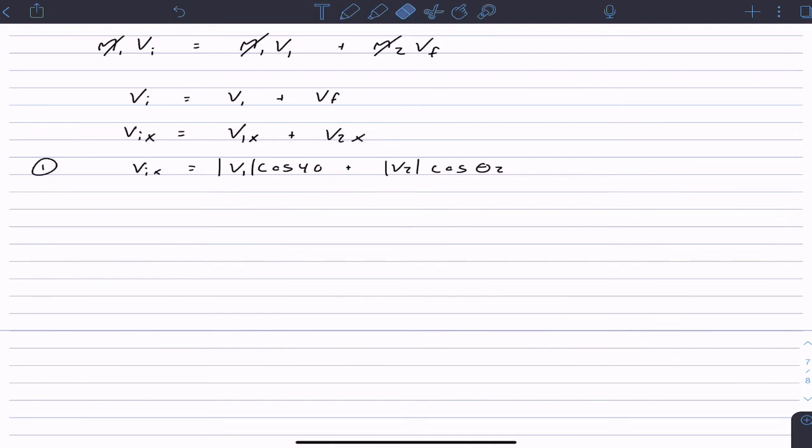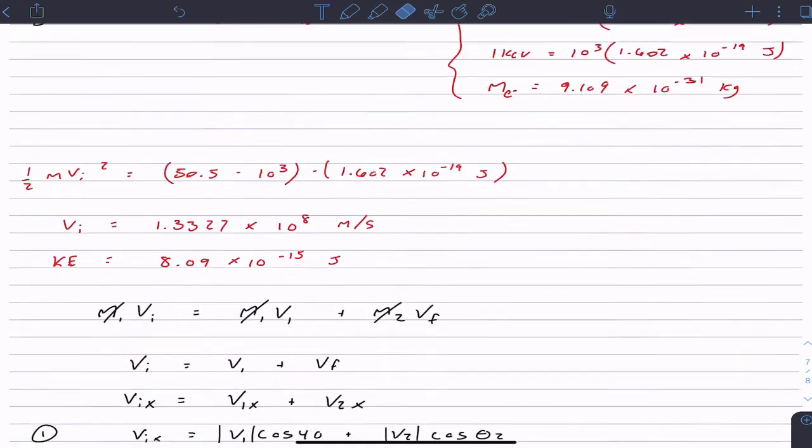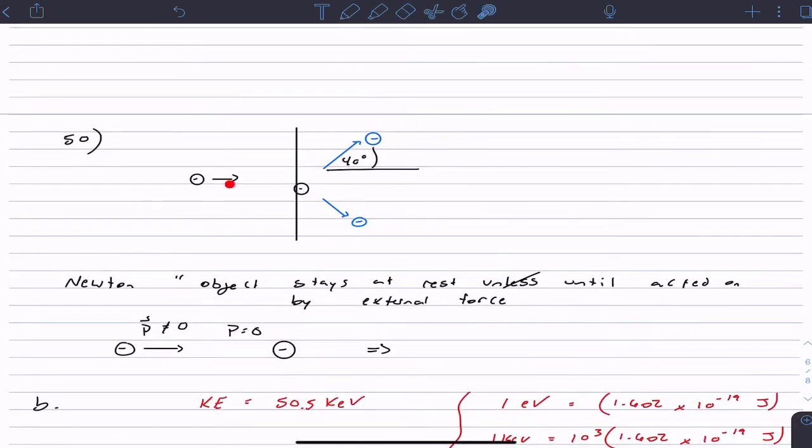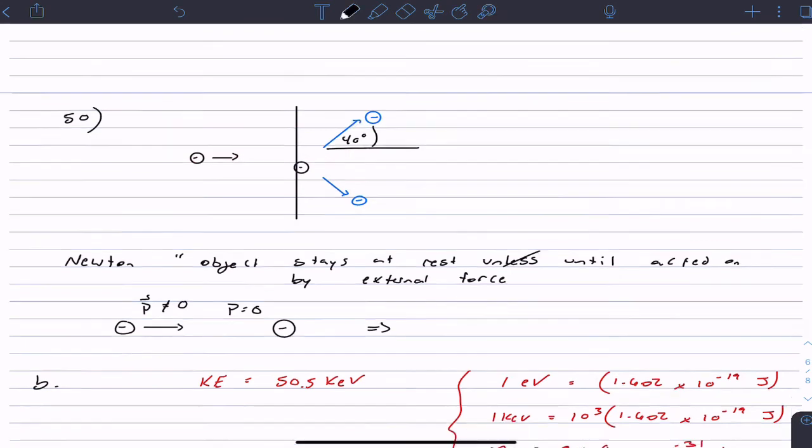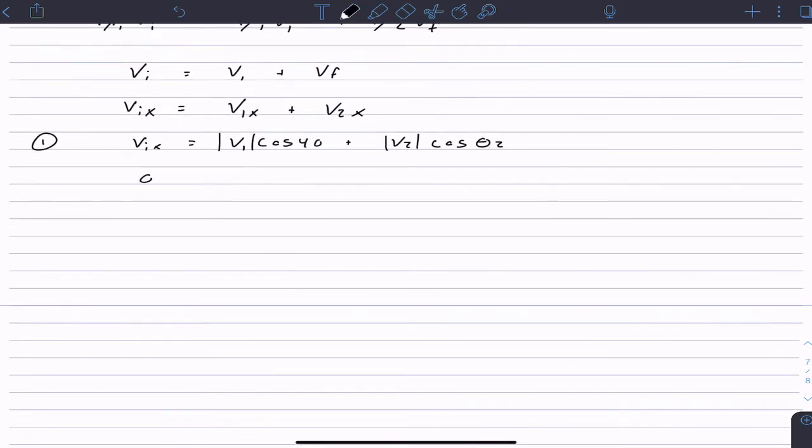This is equation 1. Now, if we look at the diagram again, the initial state has no momentum in the y direction, only in the x direction. So the initial momentum in y is 0. So 0 is equal to: electron 1 is going in the y direction, so we have a positive v_1 sine 40, and then a negative v_2 sine angle 2. So this is equation 2.